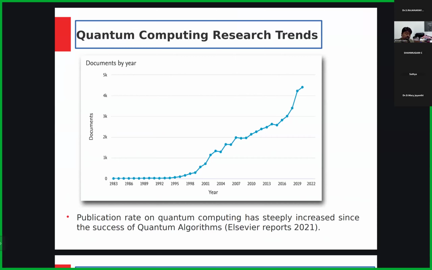As you can see, the trend in quantum computing started in 1980 and was very slow in the first 20 years. Later on it became very steep. There has been very good research happening over the past 20 years.